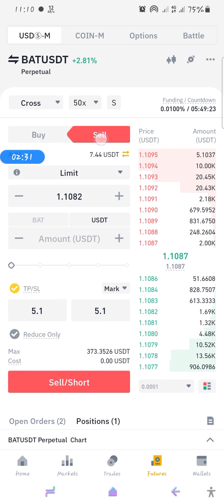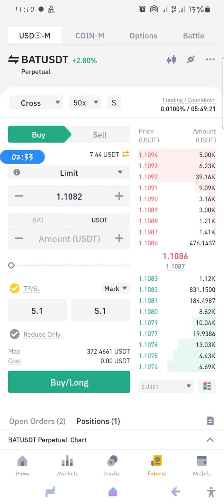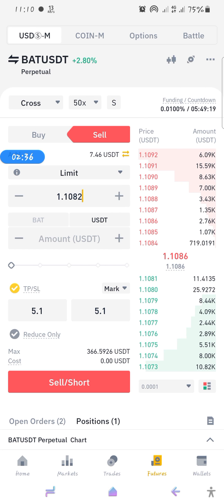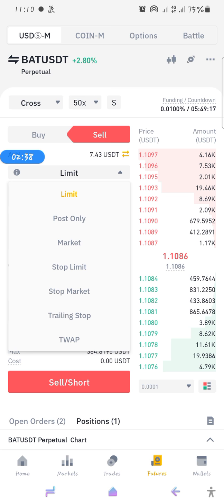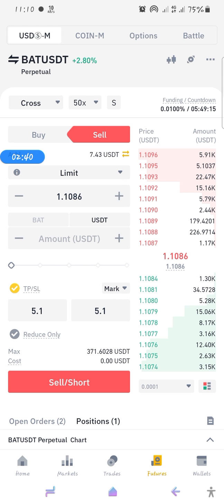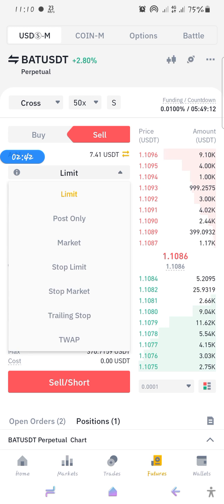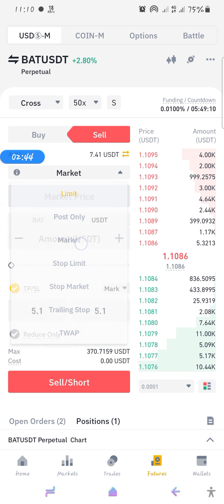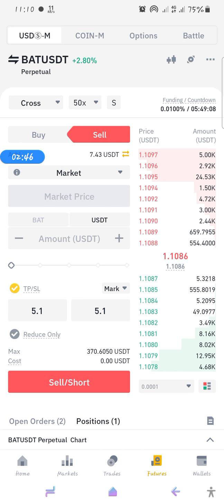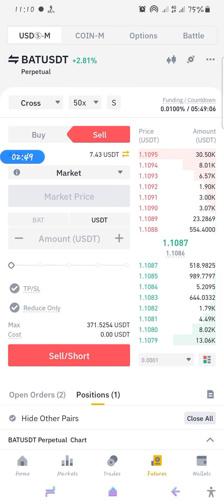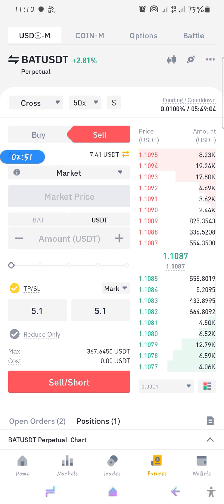If it is a sell limit, you come to sell. If it is a buy limit, you come to buy. But once I'm saying sell, you click on sell. If it is a limit order, you look for limit here, which is there already. But if I say sell BAT now, it means you use market price. You understand what I'm talking about? And then your TP or SL, this is where it's going to be.